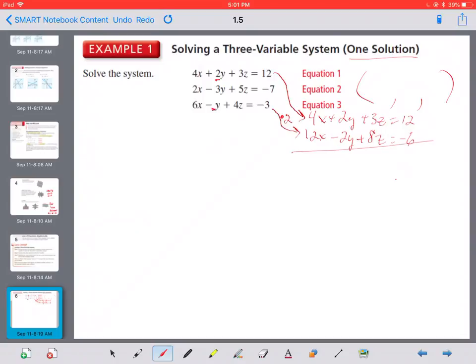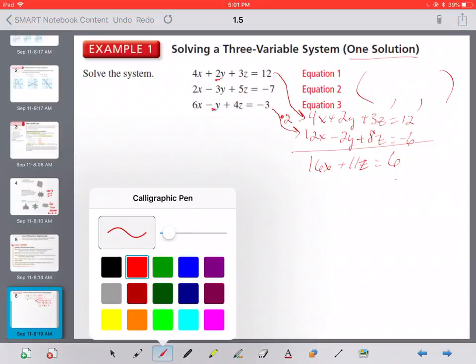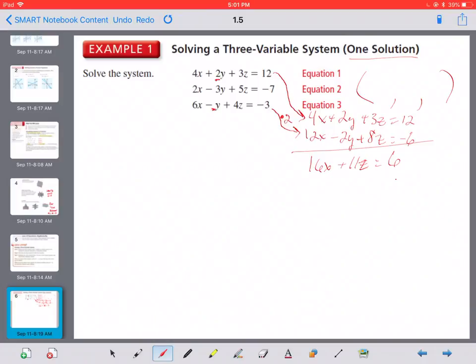And I'm going to add down. 4x and 12x is 16x. 2y and negative 2y is 0. That was the elimination. That's what I wanted. 3z and 8z is 11z. All right, that's a z, I promise. 12 and negative 6 becomes 6. I'm going to give it a little tick back to here. Yeah, about there. Okay. So I've gotten an equation from that.